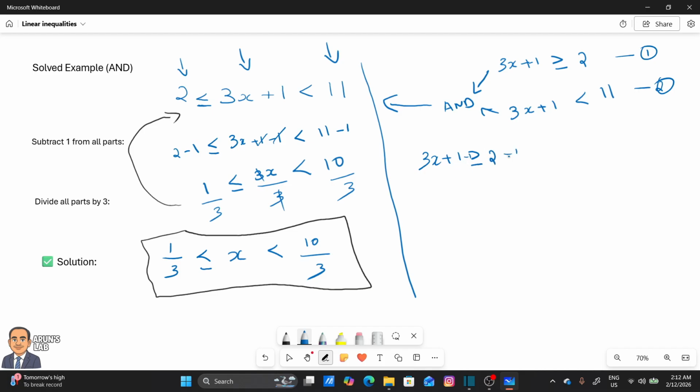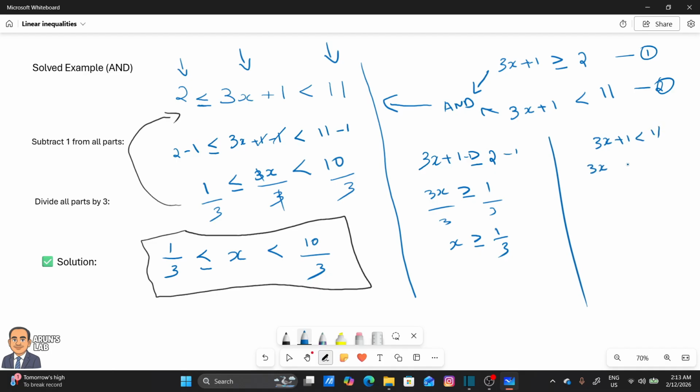Minus 1 here, minus 1 here. So 3x greater than or equal to 2 minus 1, which is 1. Divided by 3 on both sides, so x is greater than or equal to 1 by 3. Okay, on the other side, 3x plus 1 less than 11, the same thing.